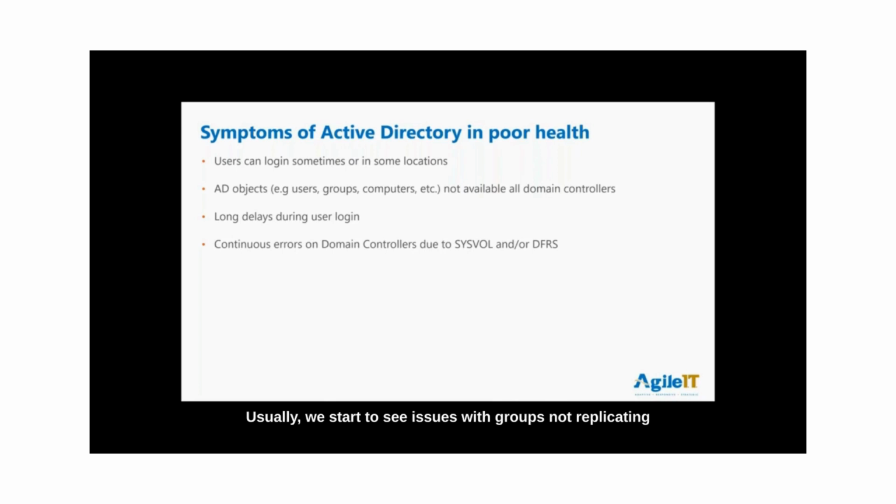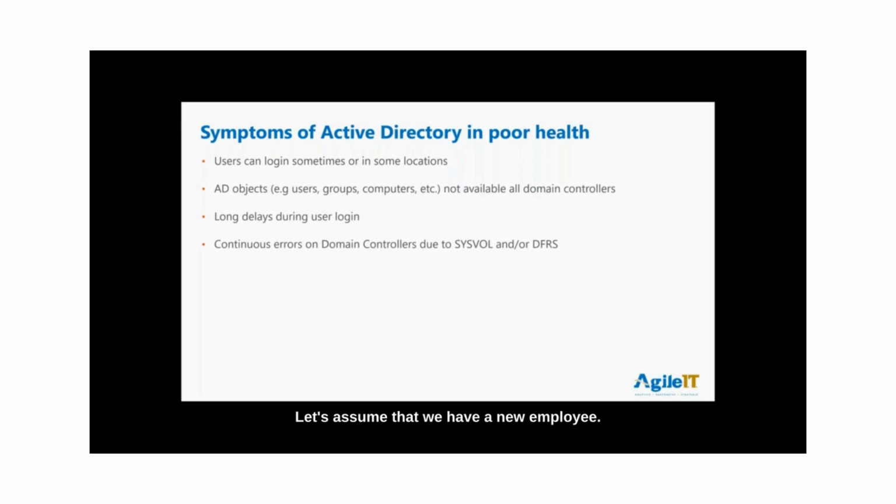Usually we start to see issues with groups not replicating across at the speed that we would want them to. If it's a large organization, we can expect delays, but if it's an organization with 2 sites, we start to see long delays in replication. That's an issue. We start to see login problems, especially for users that have been provisioned recently.